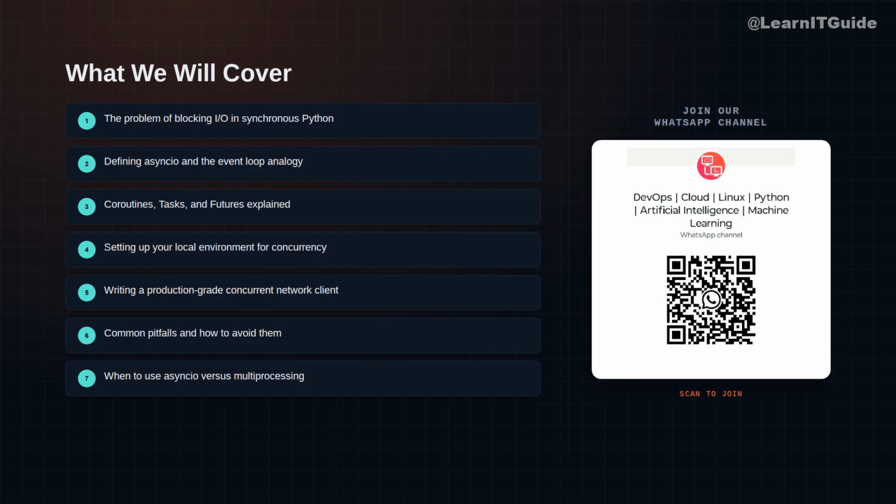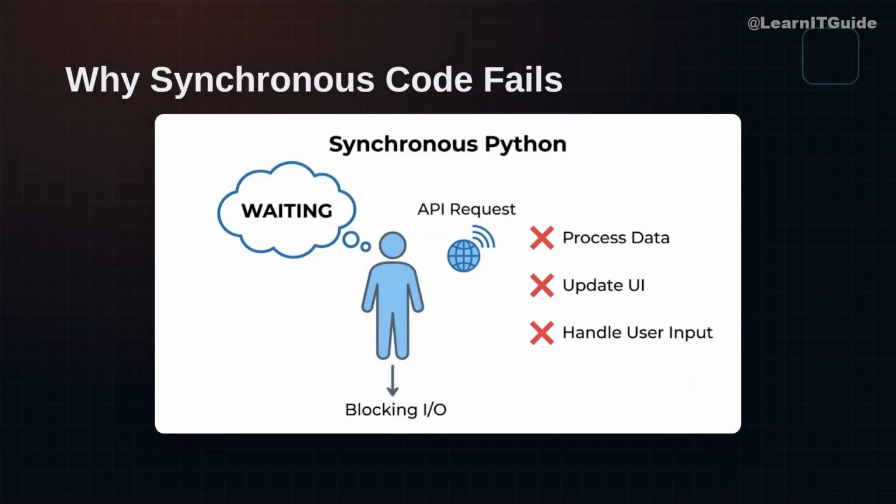Let us get started. So why does synchronous code fail? Think about a chef in a kitchen. If the chef puts toast in the toaster and then stands there staring at the toaster for 2 minutes until it pops, they are blocked. They cannot chop vegetables or prepare the sauce. This is exactly how synchronous Python behaves. It waits for the network response, doing absolutely nothing else. In a real-world scenario, this causes your API response times to skyrocket and your infrastructure cost to double because you need more servers just to handle basic idle waiting tasks.